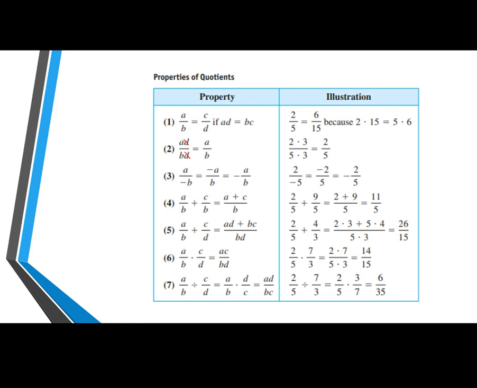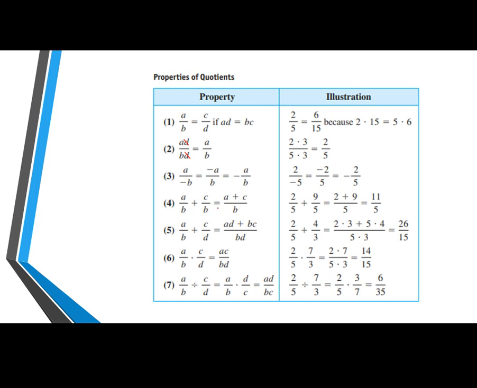The next property: a over the negative of b is equal to the negative of a over b, or also equal to the negative of a, over b. An illustration: 2 over negative 5 is equal to negative 2 over 5, or equal to negative 2 over 5.